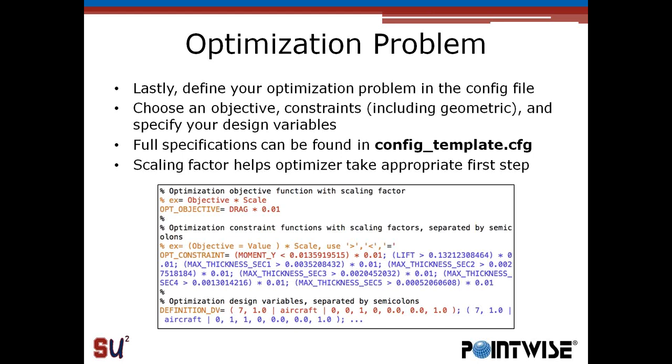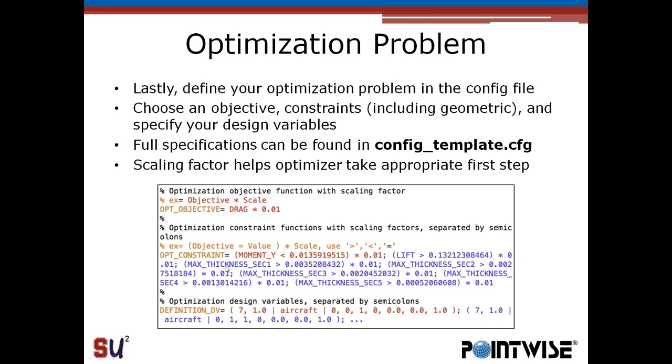So we have the optimization objective, so this is drag, and we impose a scaling factor, and this is basically just to help the optimizer take an appropriate first step in the process. You also are going to impose some constraints. So here you can see we're imposing a moment y constraint, so this is to set it to be less than 25%, or a 25% reduction rather, in the initial value. We have a lift constraint to maintain over 95% of the original lift.